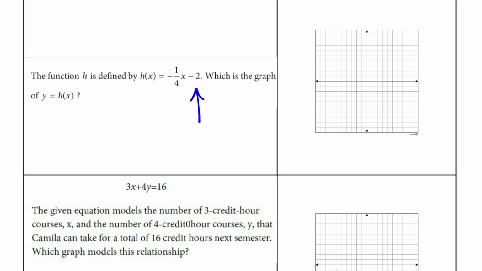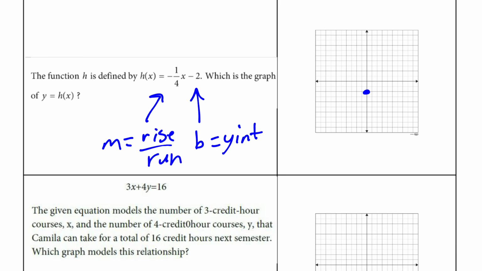To graph this one, I'm going to start with my b value, which is my y-intercept, or my starting point, and I'm going to go down 2 and put a dot. Next up, negative 1/4 is my m value, and I think of that as rise over run. From this point, I go down 1 and right 4, and put a dot. Down 1, right 4, put a dot. And this is what my graph will look like.